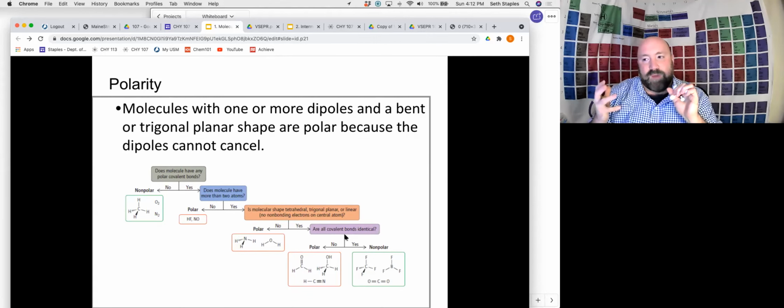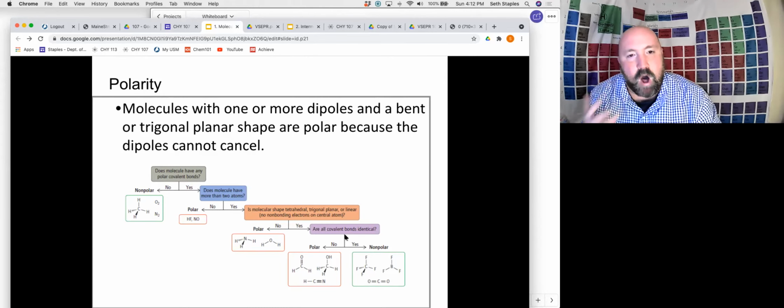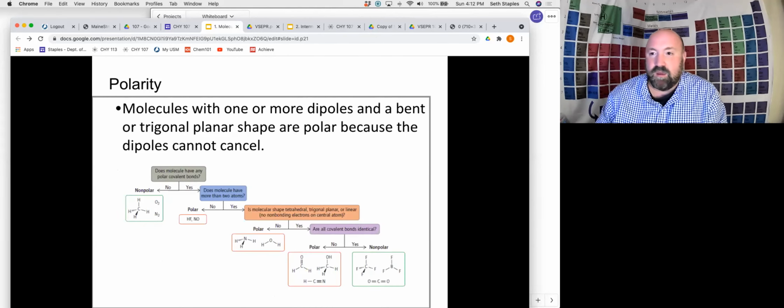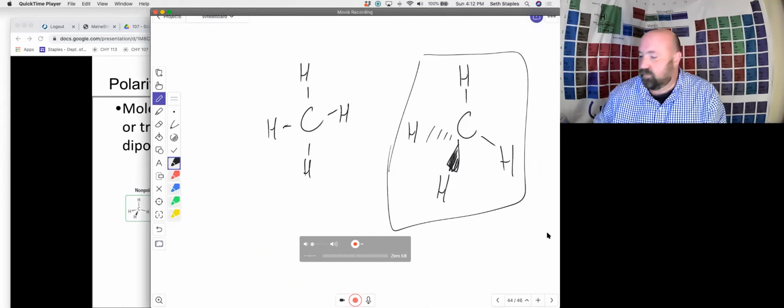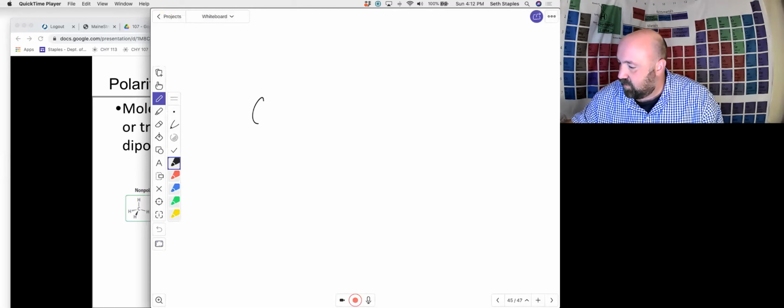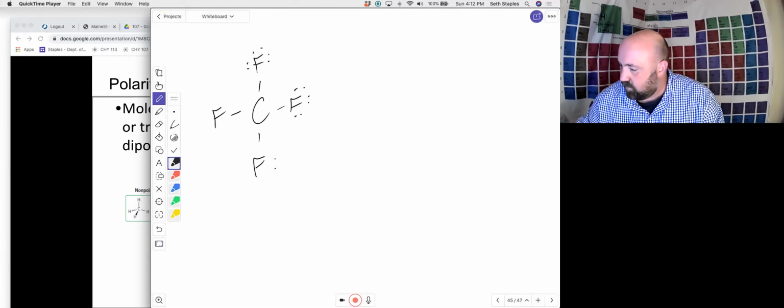And so what we have to do is try to determine if an entire molecule is polar or not. And so what we do there is we write out our Lewis structure, and then we start to consider the three-dimensional shape of the molecule. But then we often have to look for any polar bonds within the molecule. And so, for example, here's our carbon tetrafluoride. Put in our lone pairs.